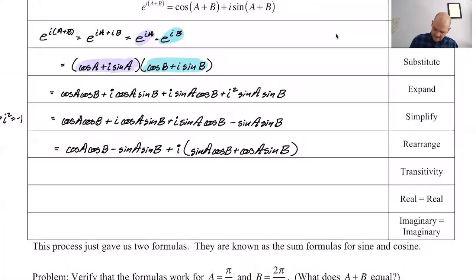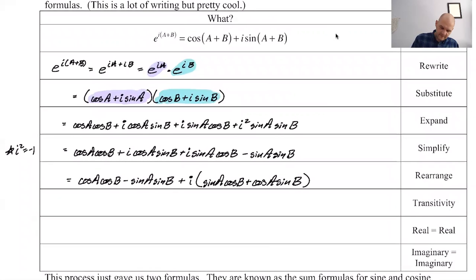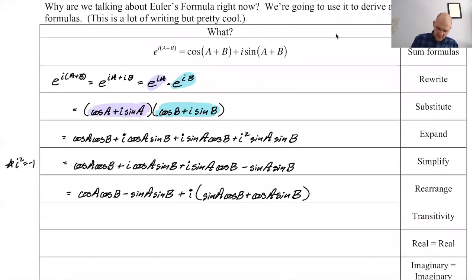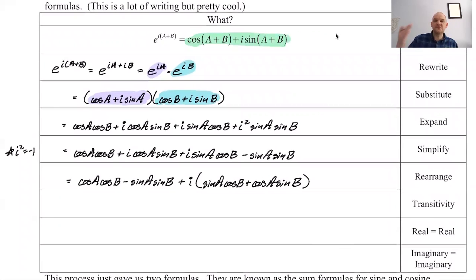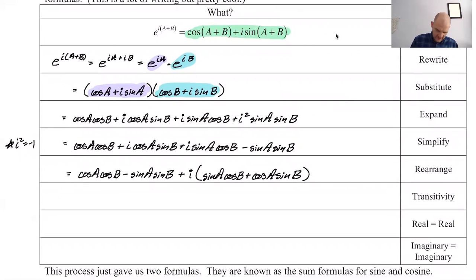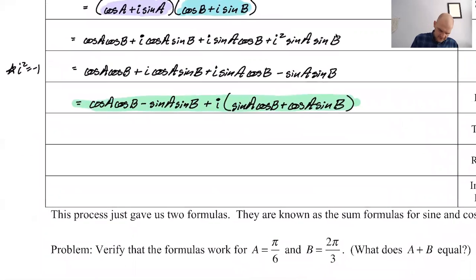Okay, so now if you recall, all of what we just wrote is actually equal to this, the part we haven't touched yet. Every step is true. These are equal to each other. And since they're equal, I'm just going to write equals cosine of A plus B plus i times sine of A plus B.